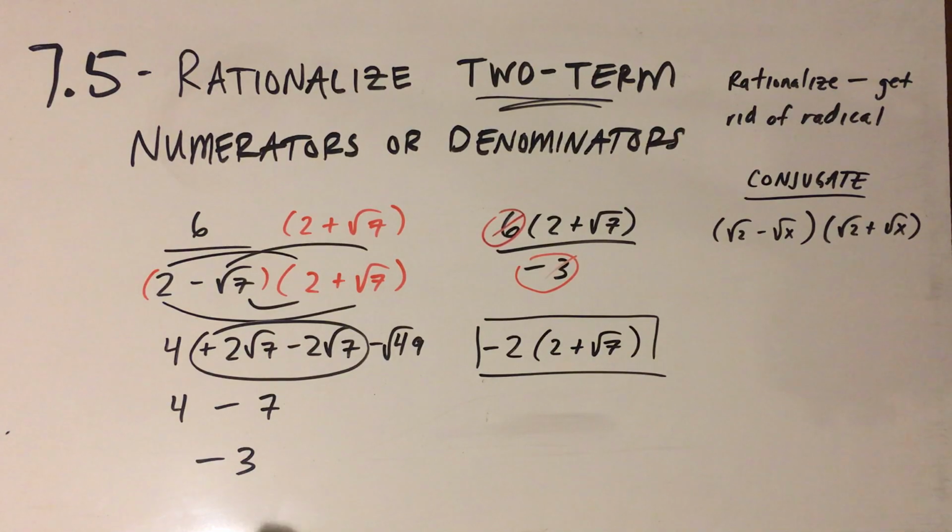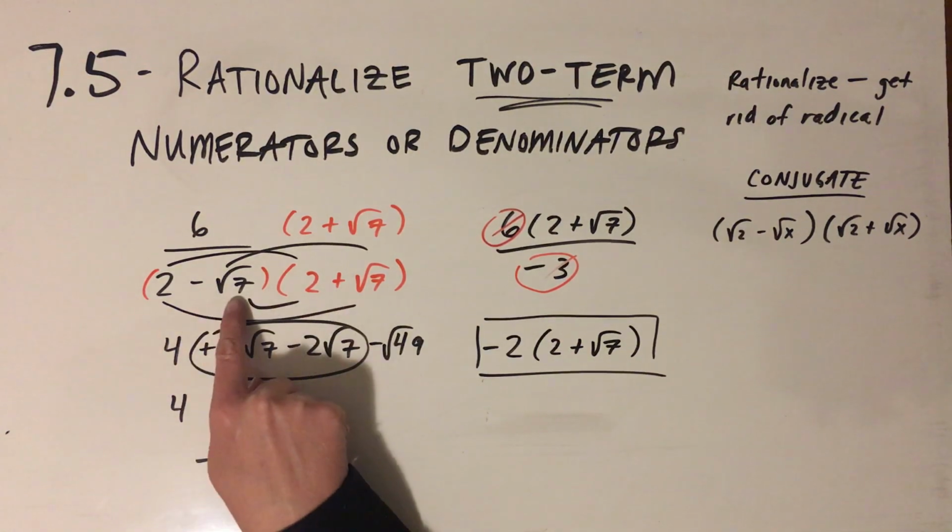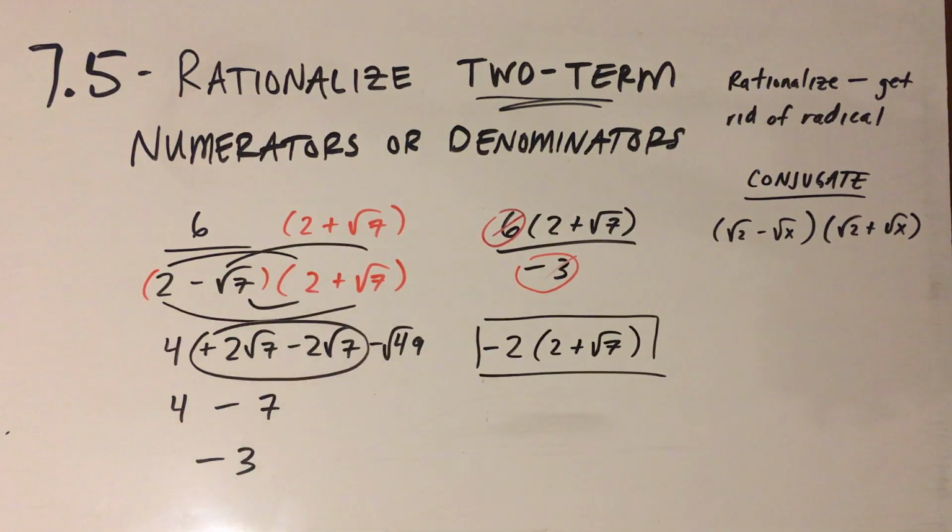So this is rationalizing the denominator. Again, I wanted to get rid of this square root in the denominator, but the only way to do that when you have a two-term denominator is to multiply by its conjugate. Let's do a couple more of these for practice.